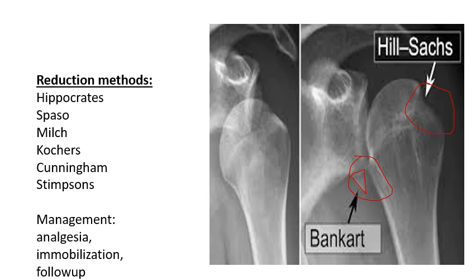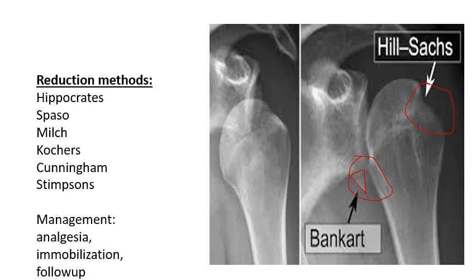Okay. So reduction methods, I don't think they'll ask you to describe the method of reduction, but if asked, remember any one method. I prefer Kocher's method, that is your TEAM approach: traction, external rotation, adduction, medial rotation. TEAM is the mnemonic, don't write TEAM, but to remember this procedure, remember it as TEAM. So Hippocrates, Spaso, Milch, Kocher's, Cunningham, Stimson's, any one of these you can write.